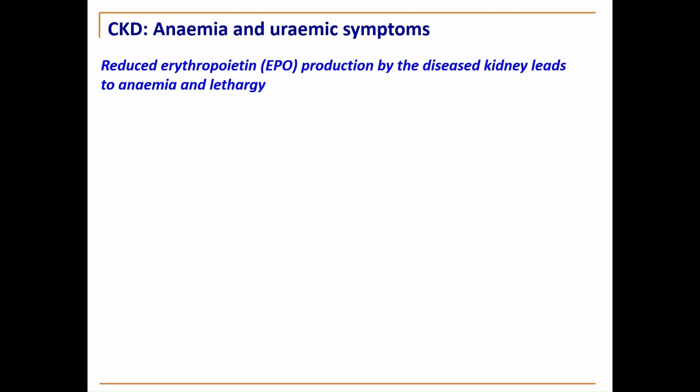So they aren't able to produce as much EPO, and EPO, erythropoietin, acts on the bone marrow to make red blood cells. So therefore you get a decrease in red blood cell synthesis, leading to anemia and lethargy because you've got less oxygen transport around the body.